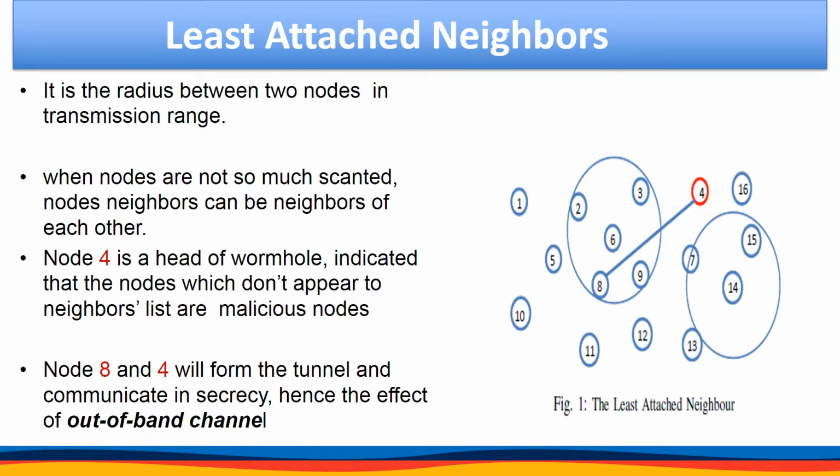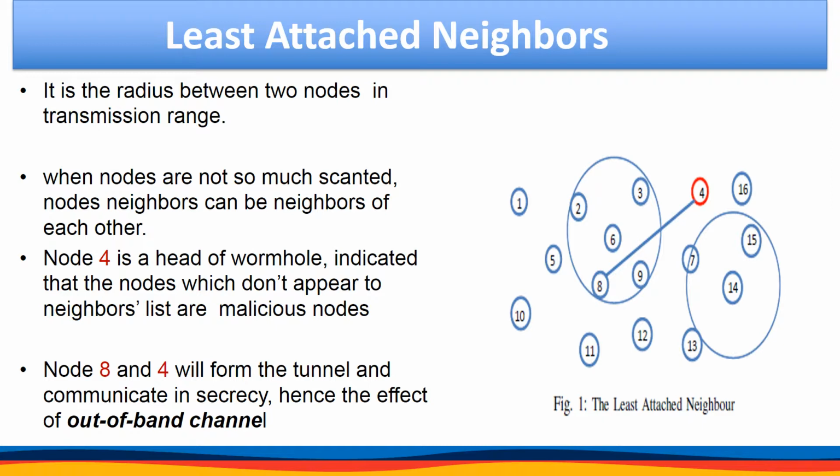Within this approach, we consider the radius between 2 nodes in transmission range. For example, here node 8 and 4, the distance between them is bigger than the distance between 8 and 6 and 8 and 9. When you have nodes which are not spread too much in the transmission range, node neighbors can be neighbors of each other. For example, 6 is a neighbor of 8 and 6 is a neighbor of 9 as well. But compared to these, 4 is so far from these neighbors.